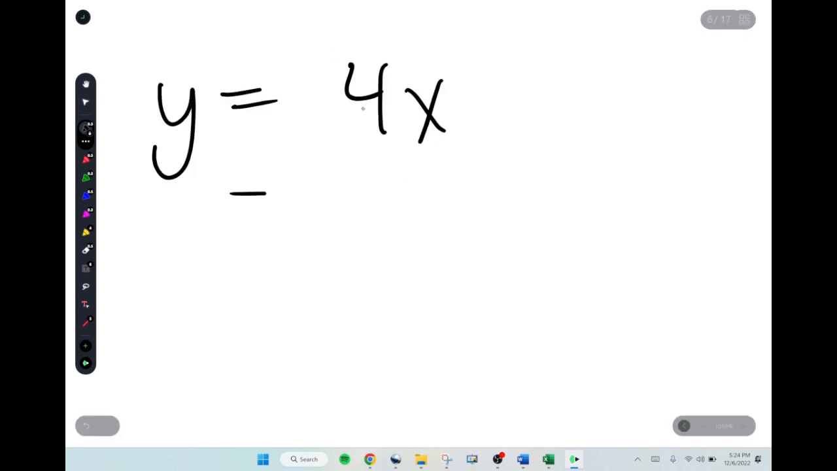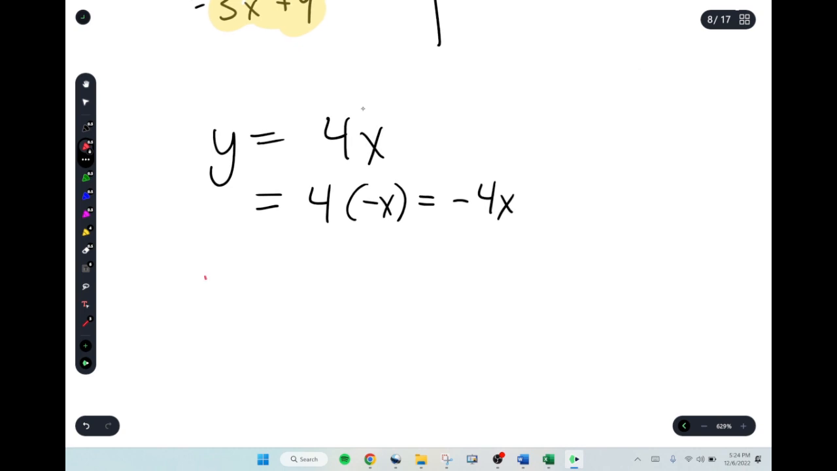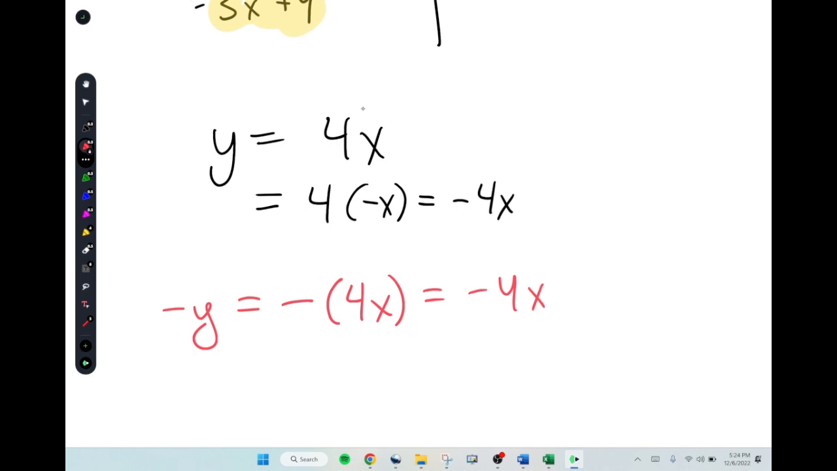If you plug in 4 times negative x, what do you get? Negative 4x. Okay, now start over. Start brand new. If you negate the function, if you just throw a negative sign in front of there, what is negative y technically? Negative 4x. Is that the same thing as negative 4x? Yeah, it's like negative 1 times 4x, right? So look at that.